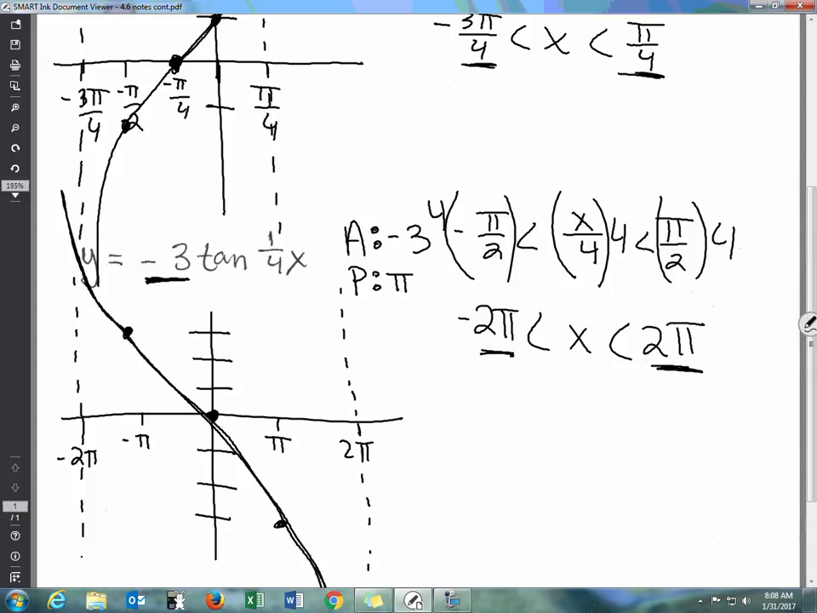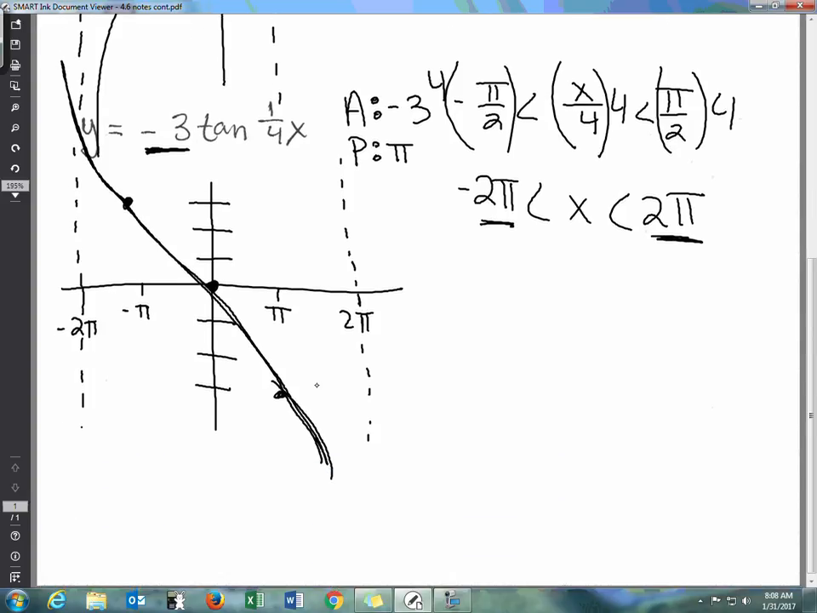It's really, really wide, and I kind of ran out of space. Let me redraw this. That's kind of bad. Okay, something like that. So when your amplitude is negative, your graph flips, and it rises to the left and falls to the right. Normally a tangent wave falls to the left and rises to the right.